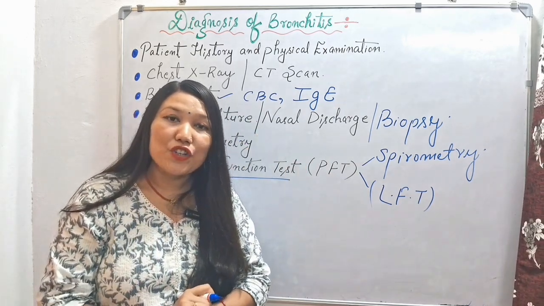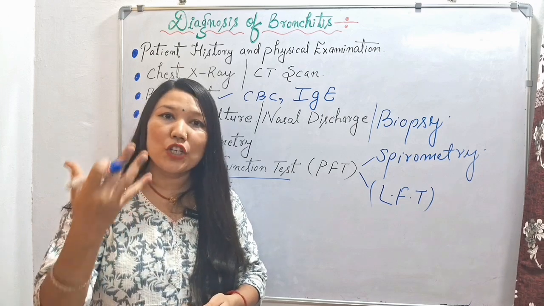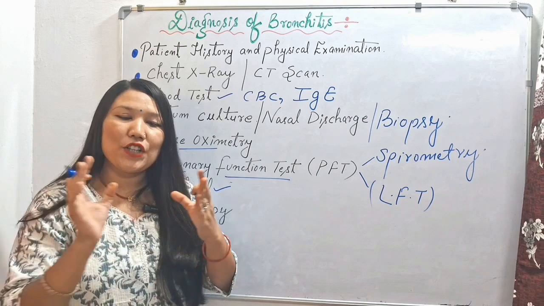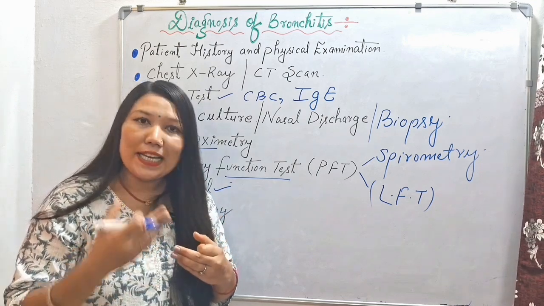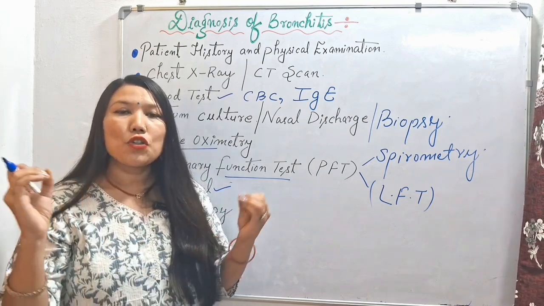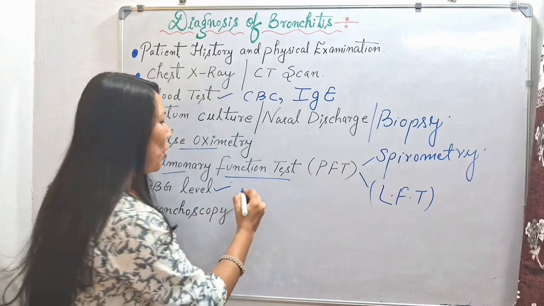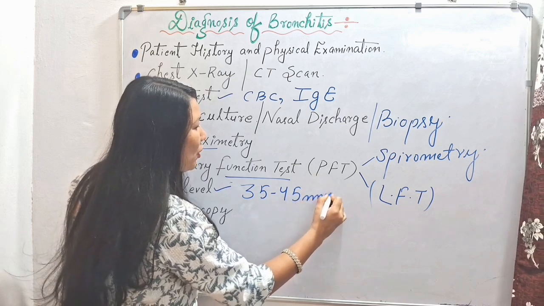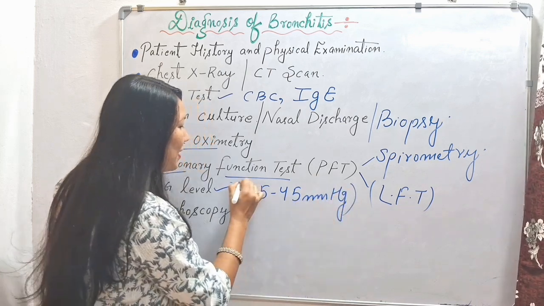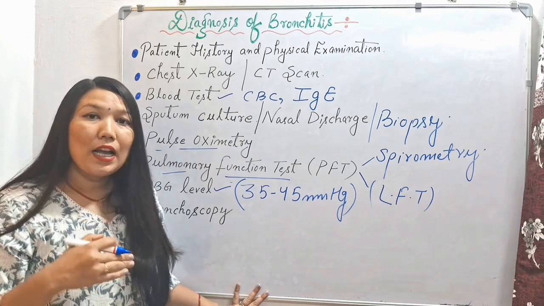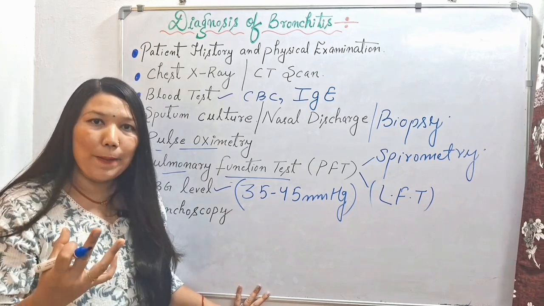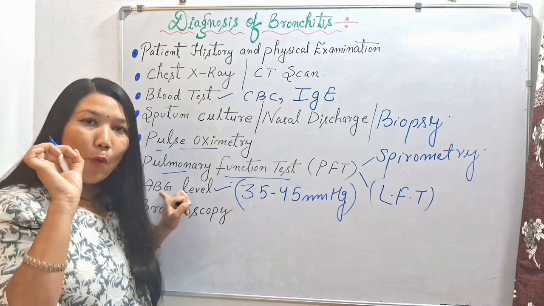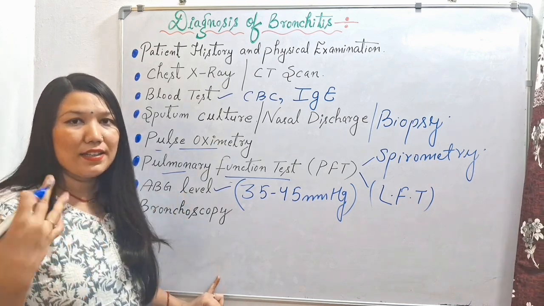Next we will check the partial pressure of oxygen here. What is the normal range? That is 85 to 100 mmHg. We will check the partial pressure of oxygen and the partial pressure of CO2 here. The normal range of PCO2 is 35 to 45 mmHg. If the patient has a higher PCO2 level, it means the patient has more carbon dioxide in the blood. So we will go for ABG analysis. It is a very important, crucial test in respiratory disease conditions.